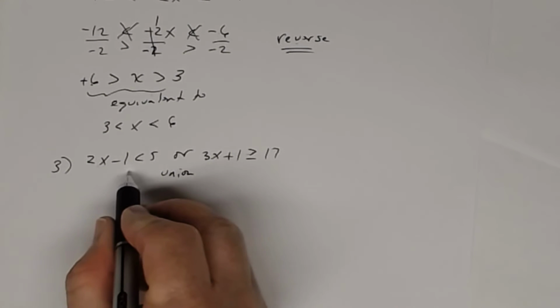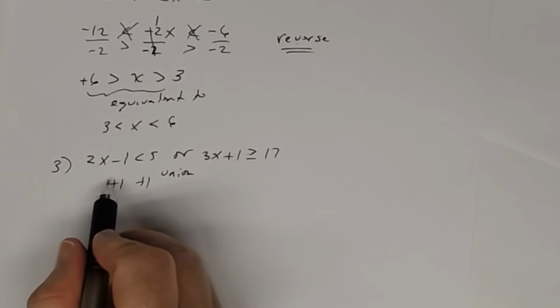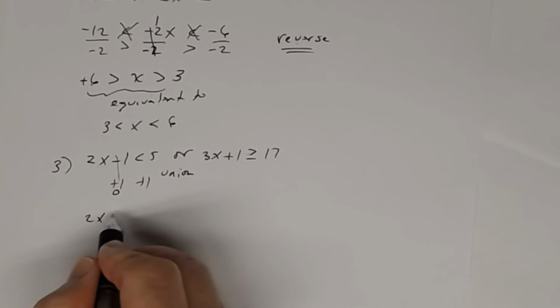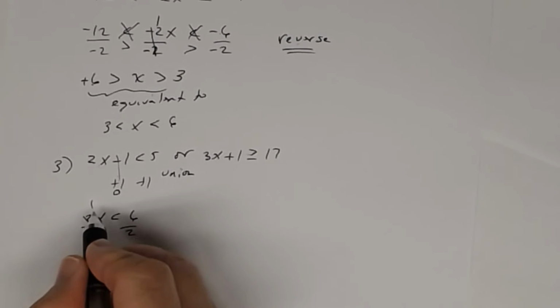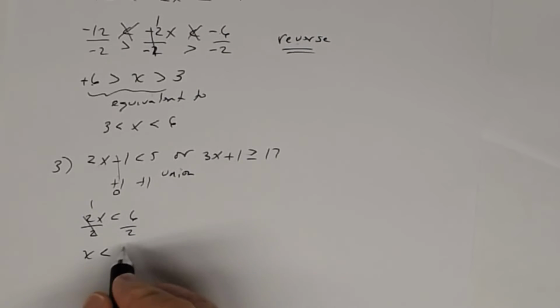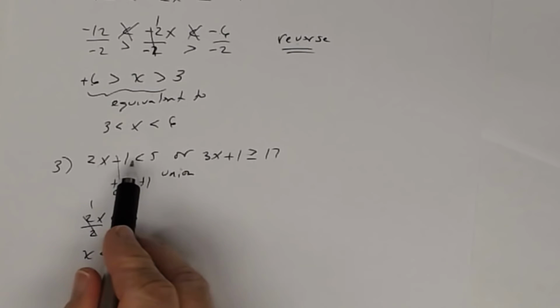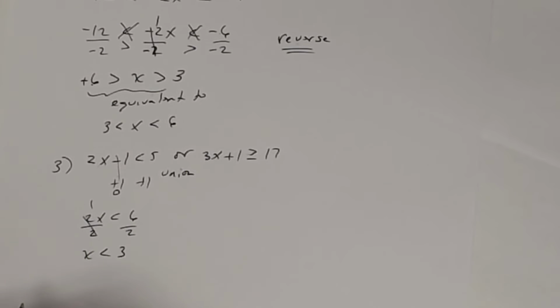So you're looking at the union of those two solutions. Okay, so let's go ahead and solve each one individually. So we're going to add 1 to both sides here. So I get 2x, this is 0, is less than 5 and 1 is 6. Divide both sides by 2 and simplify. 2 divided by 2 is 1. 1 times x is x. It's less than 6 divided by 2 is 3. So what I found is this. The solutions to this linear inequality here is any real number less than 3.